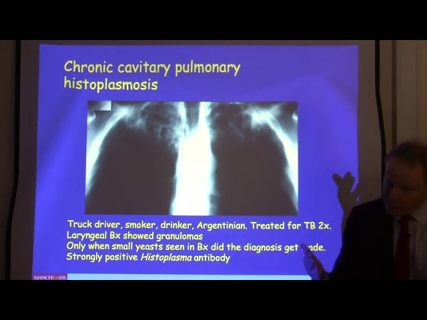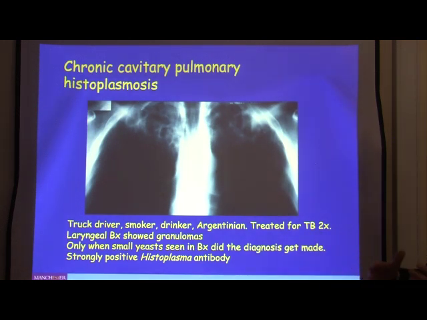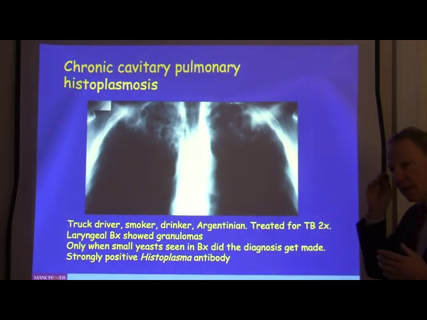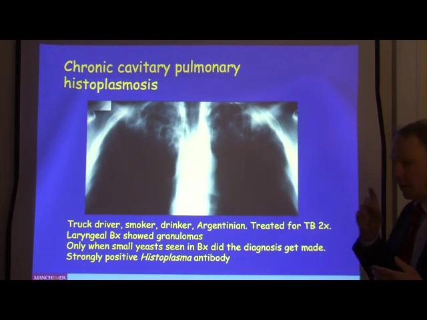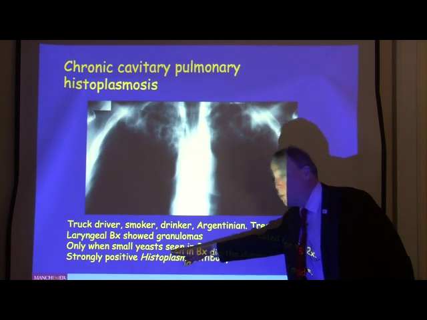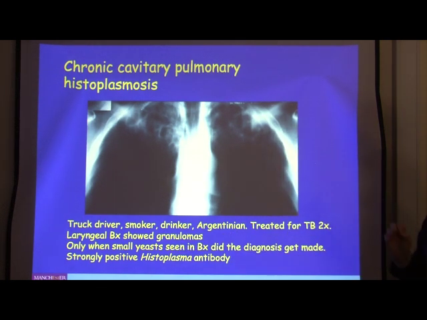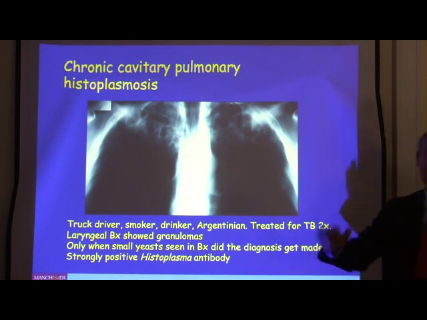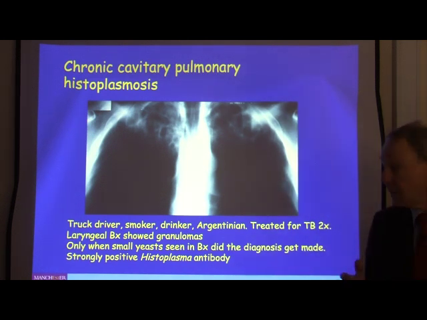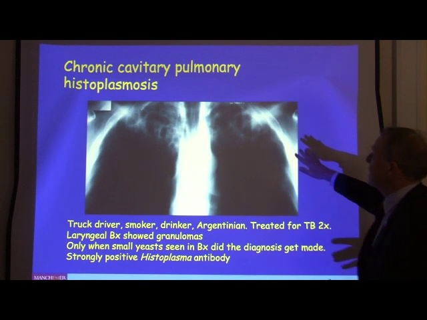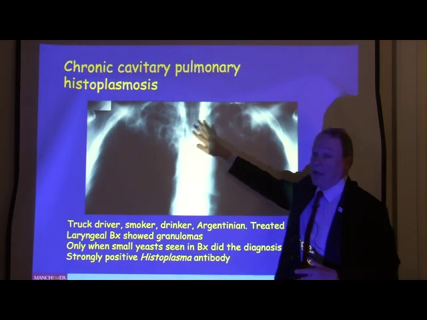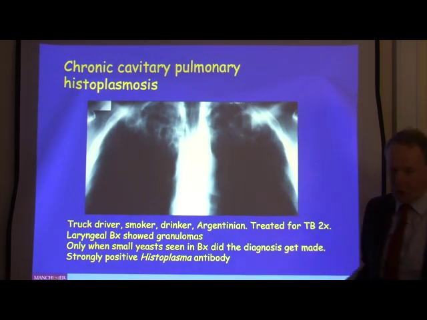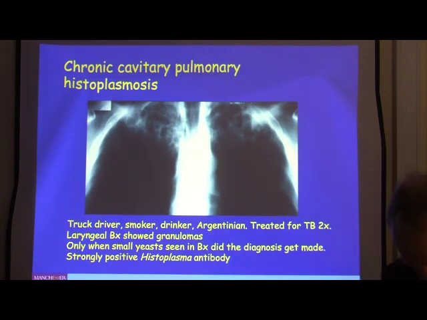Of course, that's consistent with TB, but they then did special stains for fungus, the GMS or Gomori methenamine silver stain, and they could see very small yeasts which are typical of histoplasmosis. And they then did his histoplasma antibody, and it was very strongly positive. And you can see that this disease is not too dissimilar from some of the other x-rays I've showed you. It's not a brilliant quality film, but that's where it is.